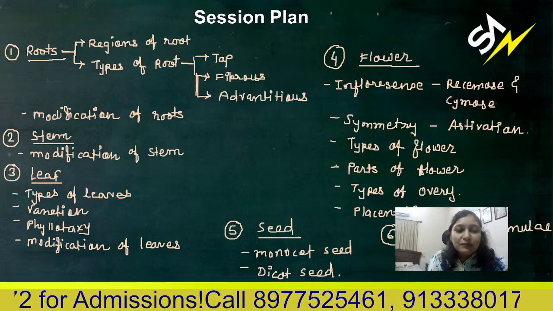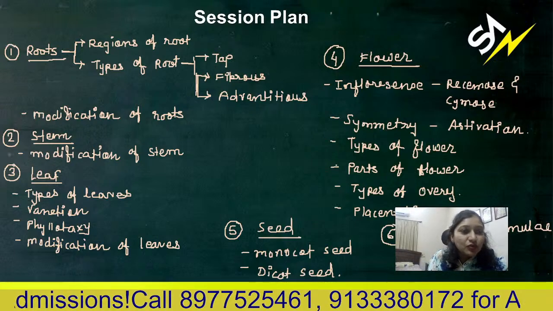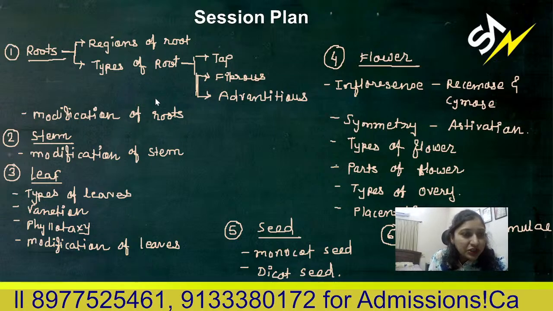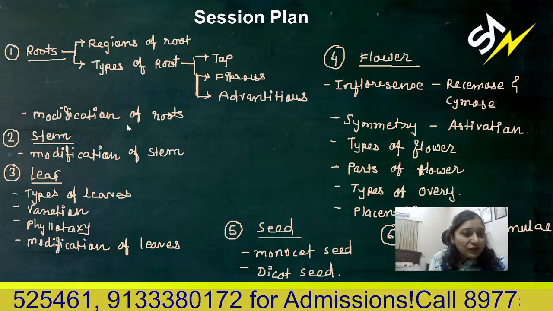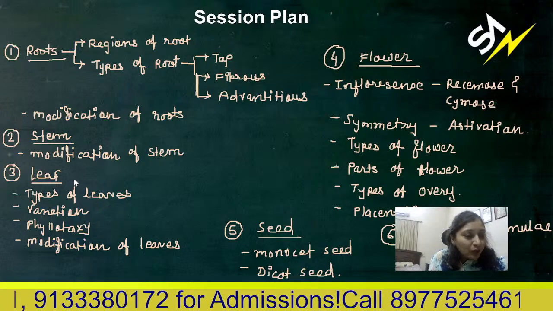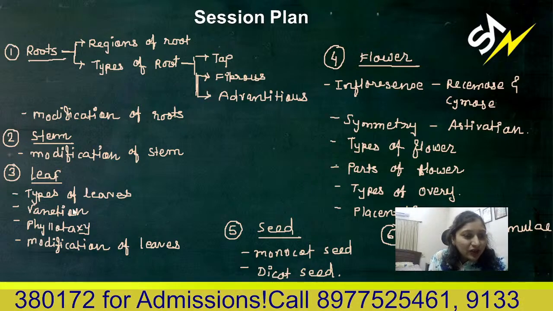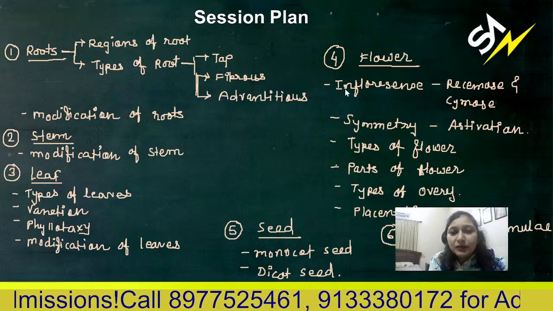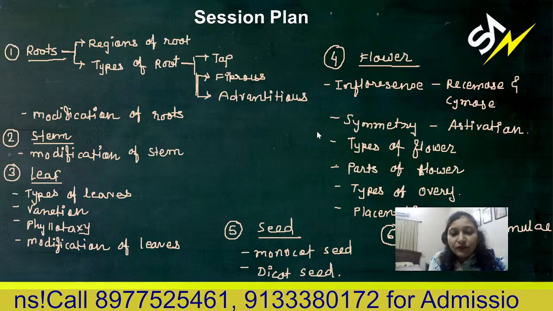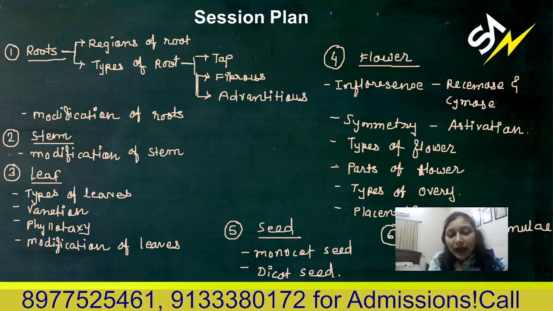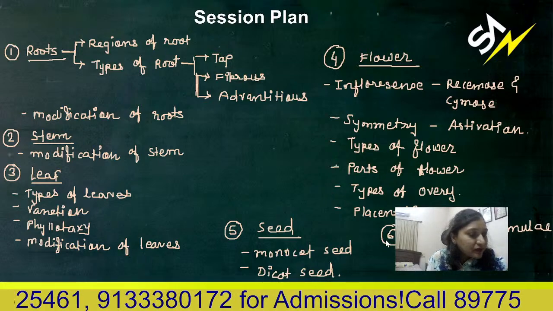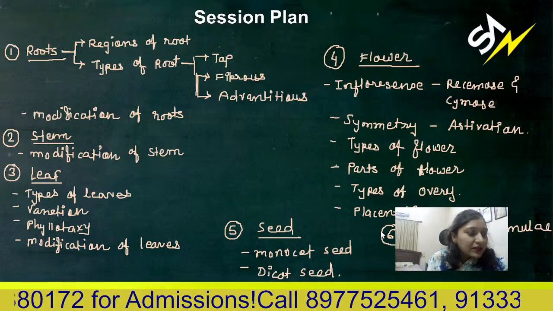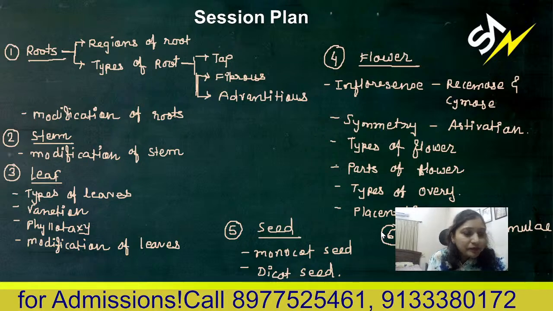So what is the session plan? We are going to discuss the roots and regions of the roots and types of root system, that is tap, fibrous and adventitious, and modification of root for different purposes. Then stem, modification of stem, leaves, types of leaves, venation, phyllotaxy, modification of leaves for different purposes. Then flower, fruit, seed, and finally floral formula and symbols. So stay tuned. In this 1 hour, we'll be discussing all these points. Stay tuned with me. Don't go anywhere.